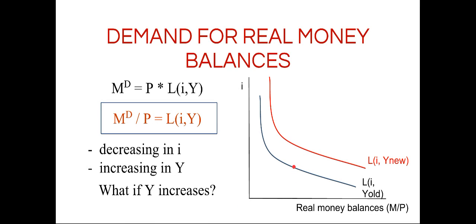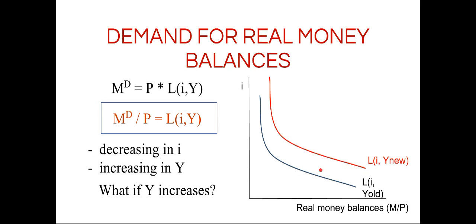If, say, this is the initial equilibrium with this interest rate, people want to hold this much of real money balances, which we denote as L. Then output increases with the same interest rate, and we now want to hold more money balances. So think of this as a shift of this curve to the right.